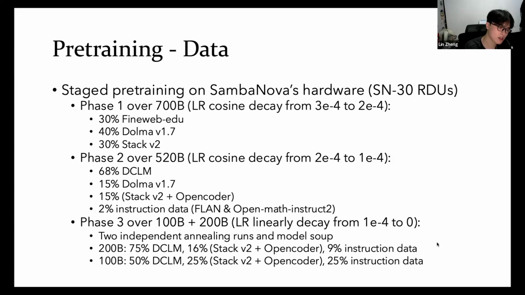In the last phase, which should be called a mid-training stage, we perform different independent annealing runs and try to merge them with model soups by just averaging the model parameters parameter by parameter. These different runs have varying amounts of data and data mixtures, but we found increasing the amount of instruction data does not matter a lot. So we just use DCLM as the majority data source. Yeah, so that's the scheme for data mixtures.